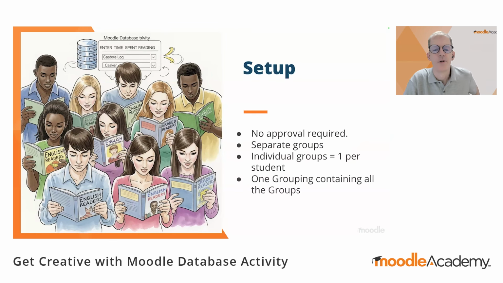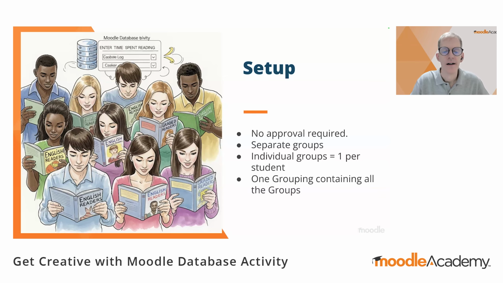Okay. So for a bit more background on the database activity setup, we didn't require approval of the entries. If you know the database activity a little bit, you can set it up so that the teacher has to approve the entries that people make, but we didn't require that. And we set up each database activity using the separate groups method in Moodle, and we placed each student in their own group. It was a little bit troublesome to set up at first, but once you had it set up, you had the database in the separate groups view, so you could view each student's entries individually by looking at the different groups, one group per student.